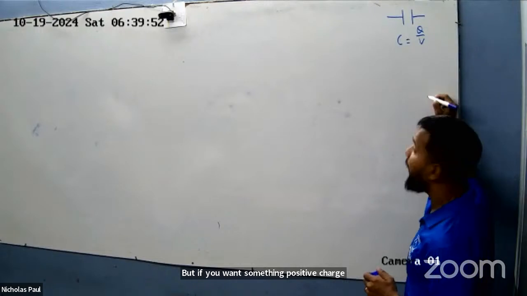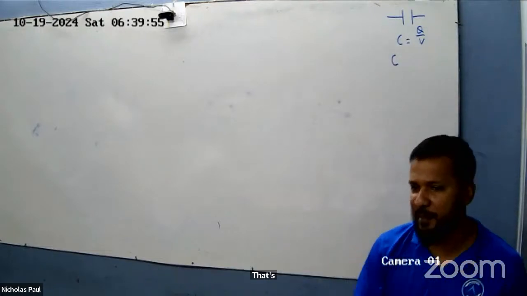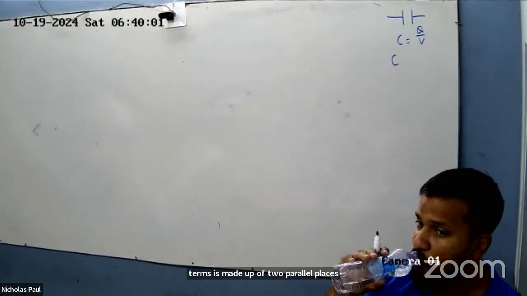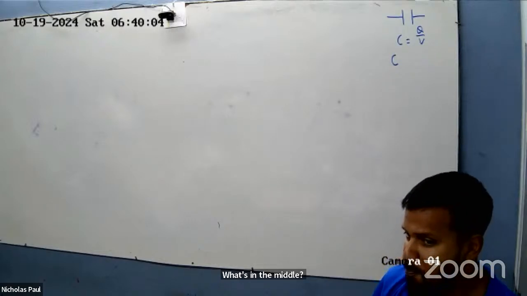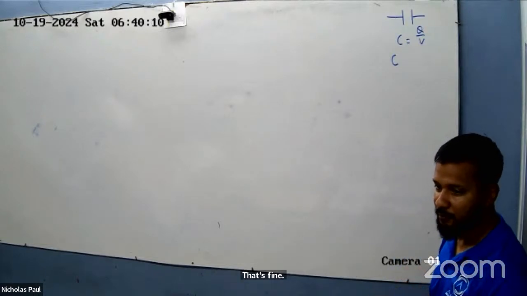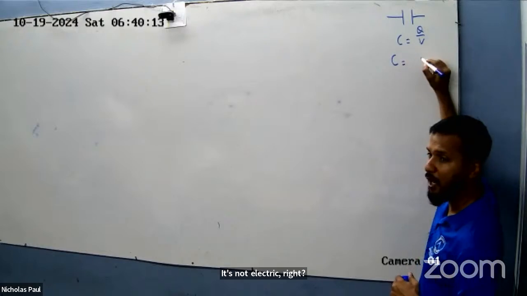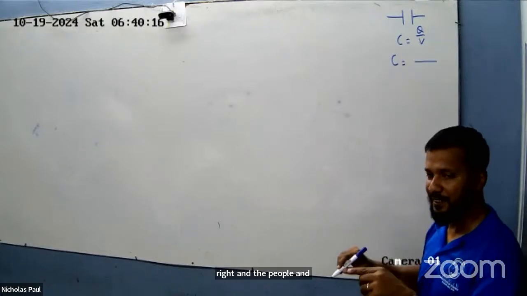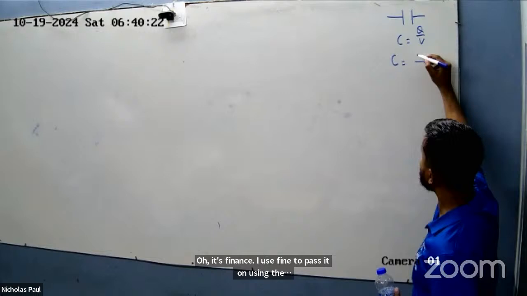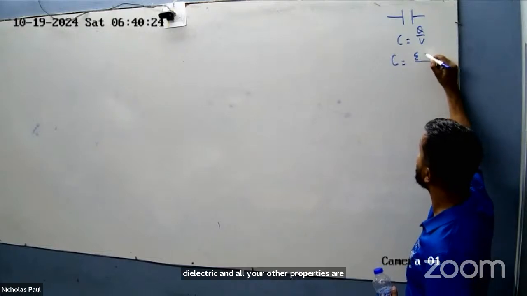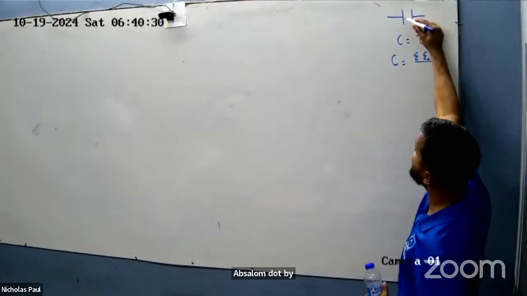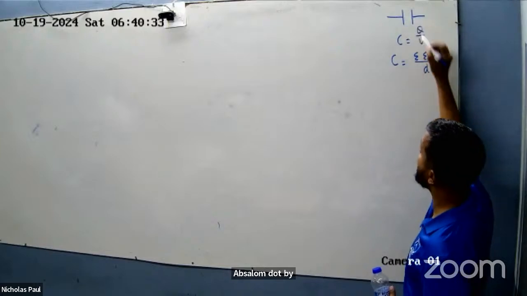That's okay? Right? And I also said that the capacitor is made up of two parallel plates. What's in the middle? Dielectric, right? And how do you find capacitance using the dielectric and all the other properties? Epsilon, epsilon naught, by area of the plates over distance between the plates.